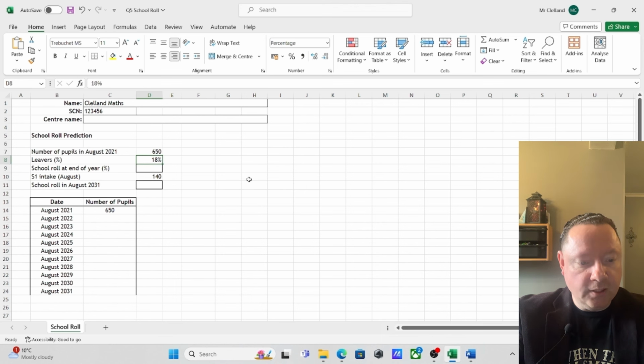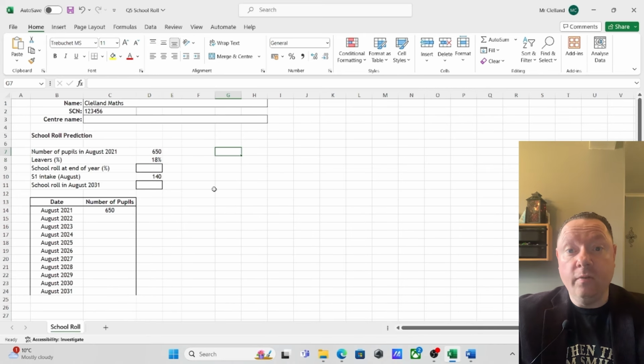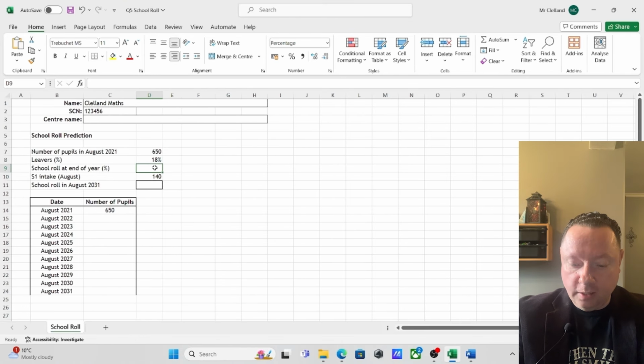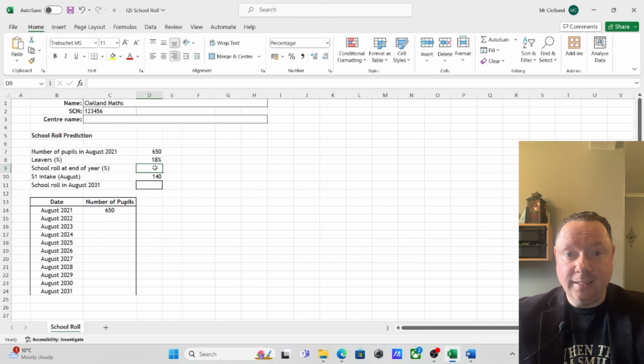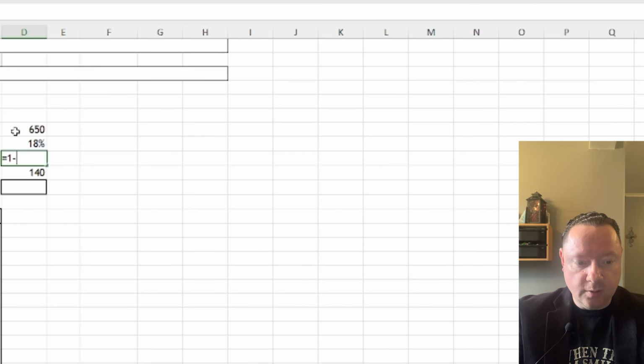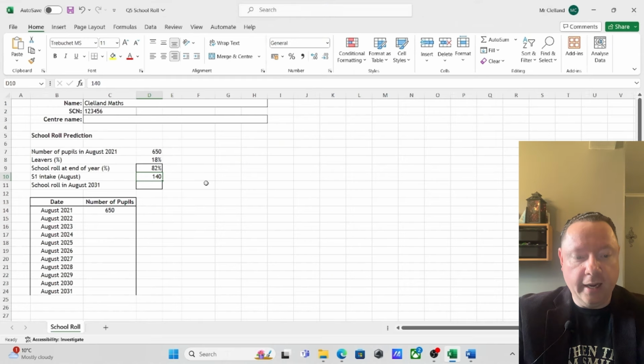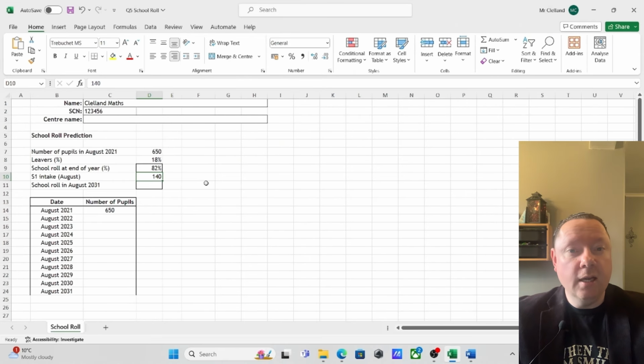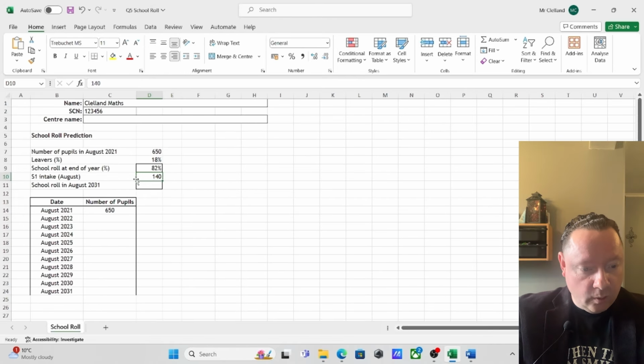And we've got 18% leaving. If 18% are leaving, that means that what's left over is equal to 100 minus 18. Now you can get a calculator and work it out if you want, or just press equals 1 minus this box, and it hopefully will do it for you, 82%. If it doesn't work out for you, just get a calculator and type it in manually, 82%. Okay, S1 intake is 140.